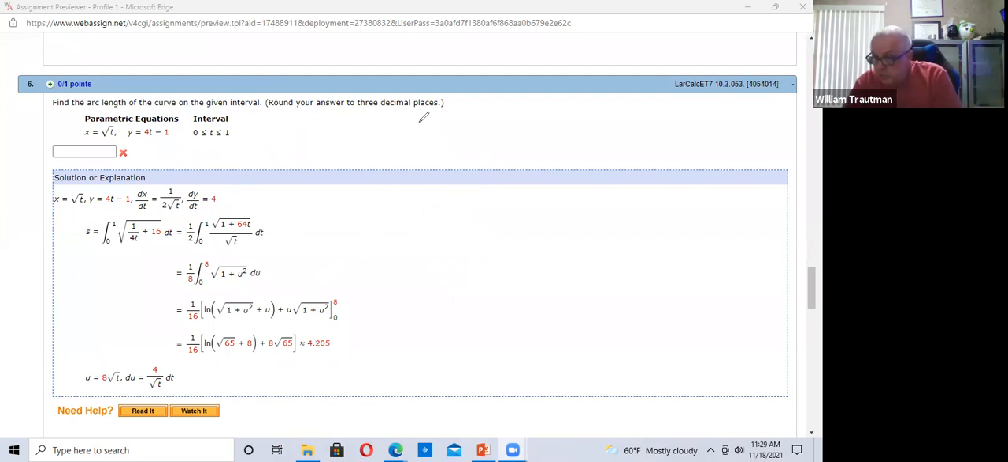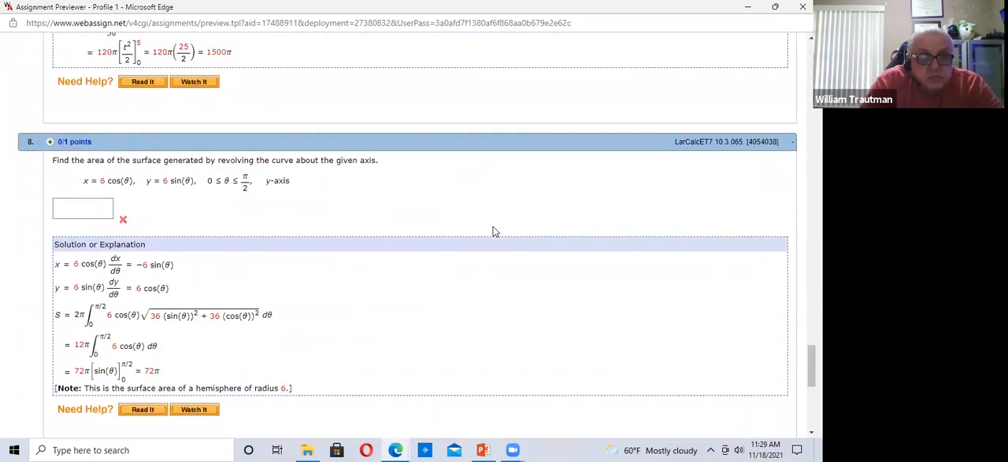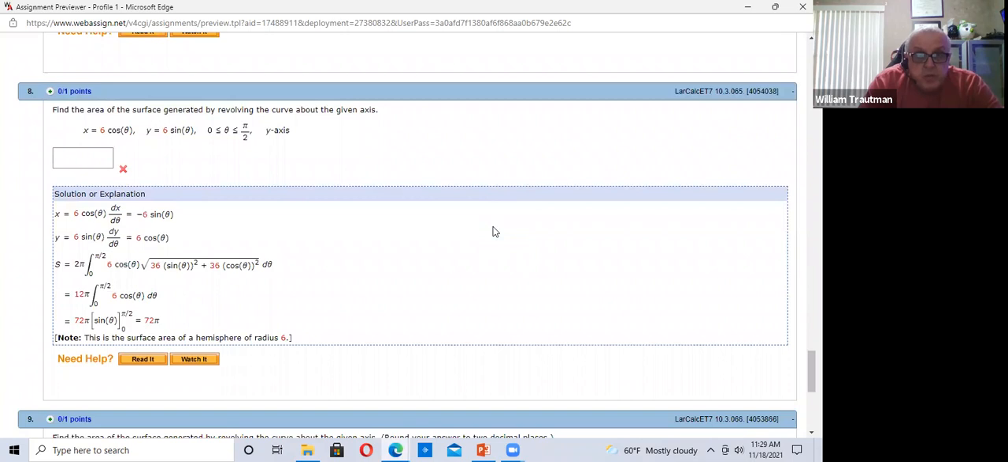And then I wanted to do one more problem, number 8. Find the area of a surface generated by revolving the curve about the given axis. We're going to do the y-axis. So if we go to our formula, remember the formula was 2 pi integrating, and here we're going to go from 0 to pi over 2. Since it's the y-axis, you have to put the x there.